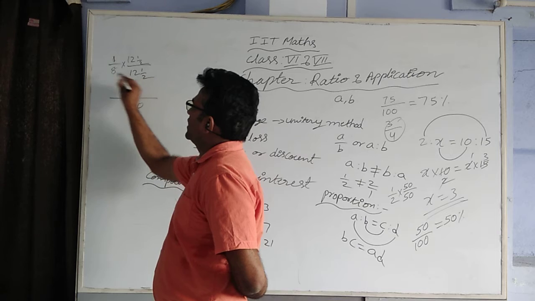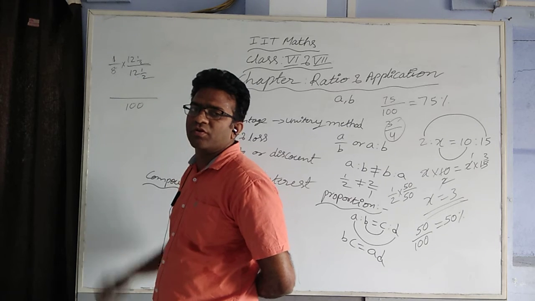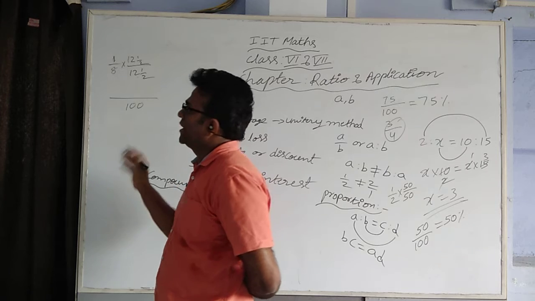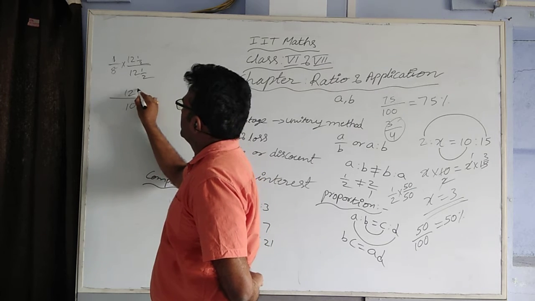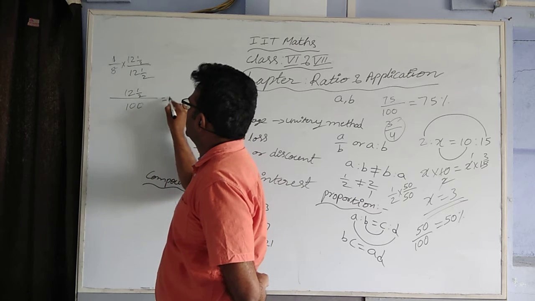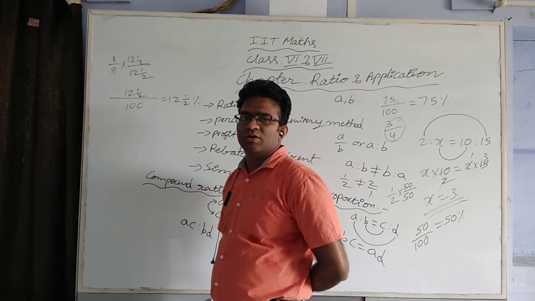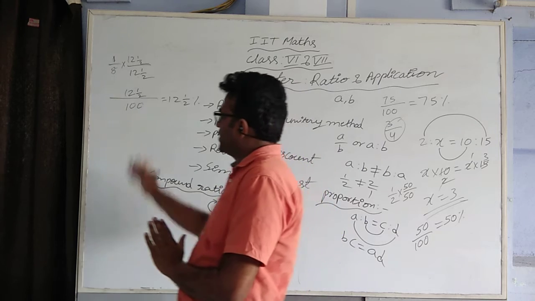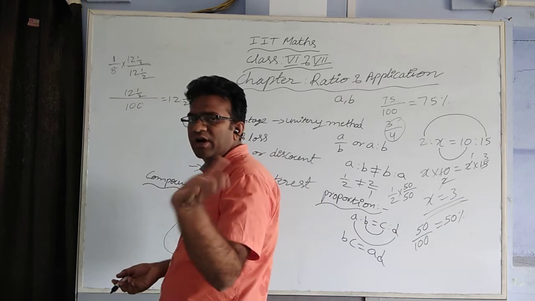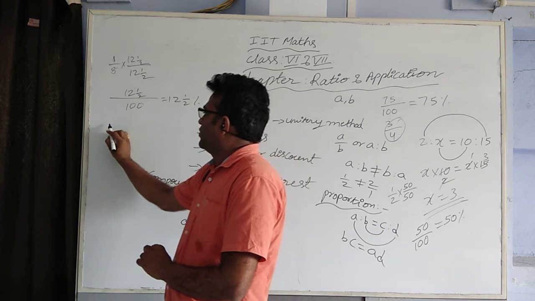100. See, 12 eights are 96. 8 into 8 halves is 4. 96 plus 4 is 100. So finally, in the numerator we have 12 and a half. This one is equal to 12 and a half percent. So next, percentages are given, and we are going to convert them into the simplest form of fractions.